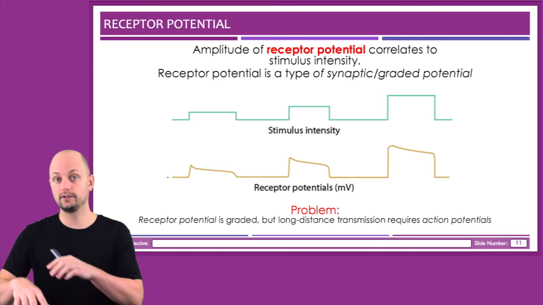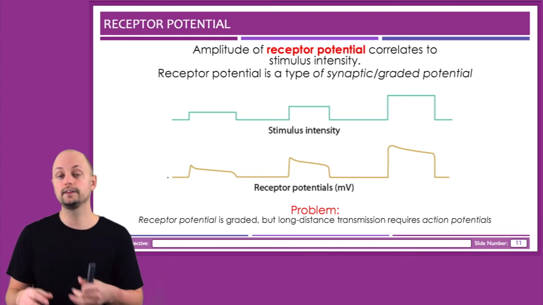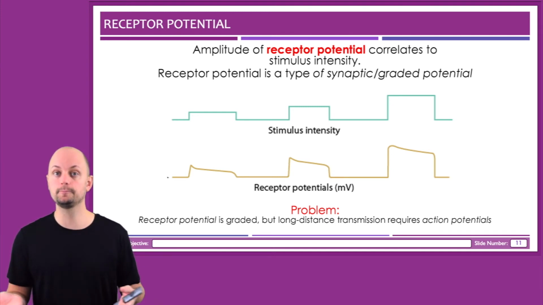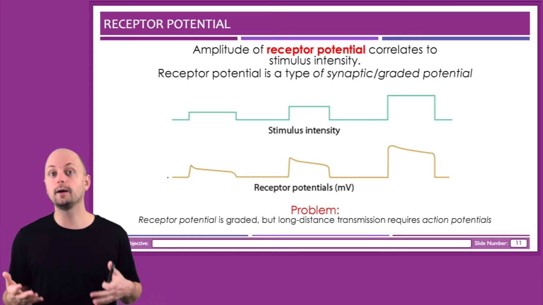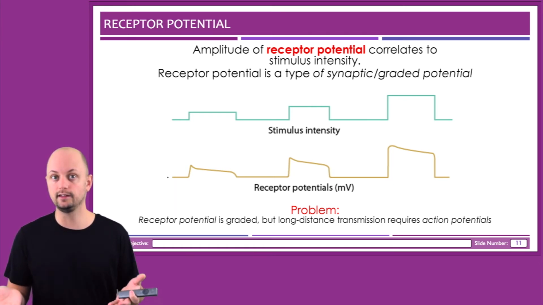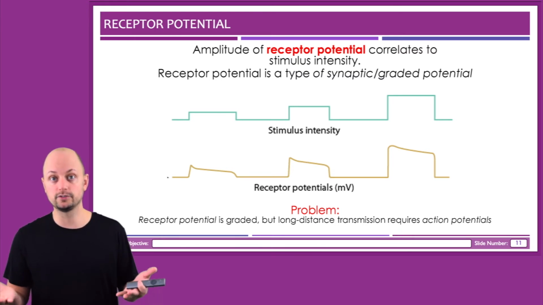So we could say, for example, that a light touch is a low intensity stimulus that's going to produce a small EPSP in the sensory neuron. But if I push really hard on the surface of my skin, that's going to be a much greater stimulus intensity. And so my neurons would produce a much greater receptor potential, a much greater EPSP.